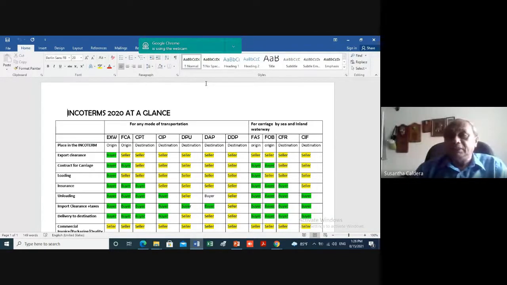Now, there's another thing called place in the Incoterm. Always, the place in the Incoterm is a must. We have to say EXW Colombo, FCA London, UK, CPT New Delhi, whatever. Right? So this place in the Incoterm is a must. Now, place in the Incoterm is also something you have to memorize.